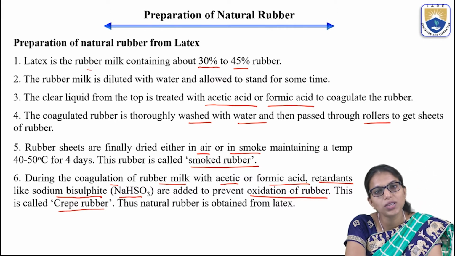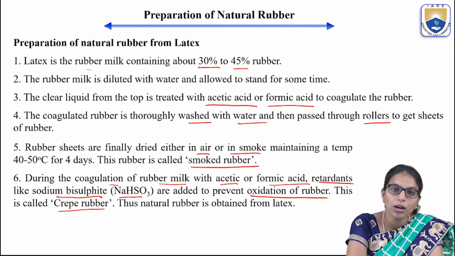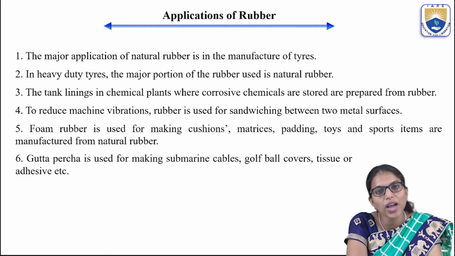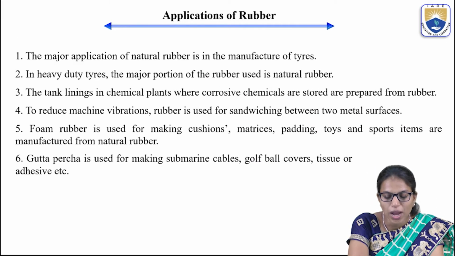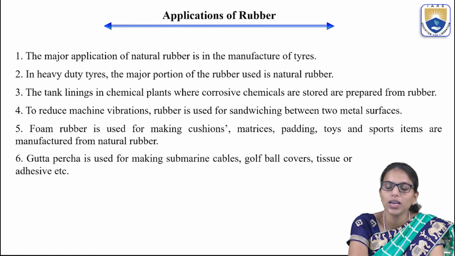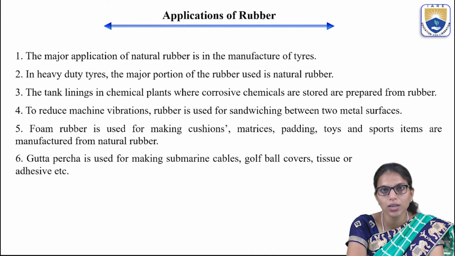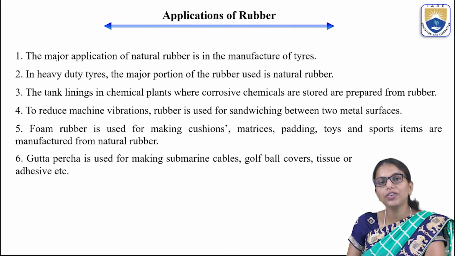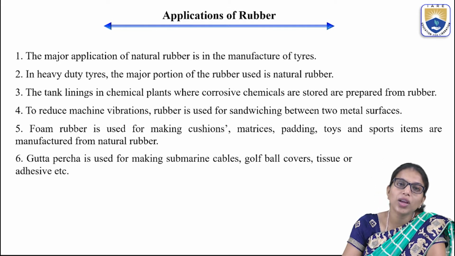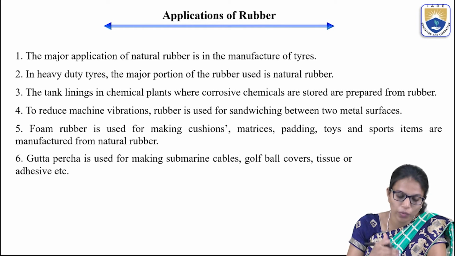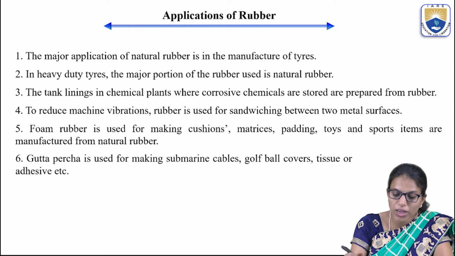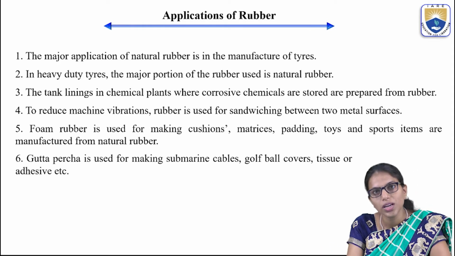Thus, natural rubber is obtained from the latex, which is formed by the tree Hevea braziliensis. Now coming to the applications of rubber, the major application of natural rubber is in the manufacture of tires and heavy duty tires. Heavy duty tires means tires on which we can load heavy things, and the major portion of natural rubber is used for this.